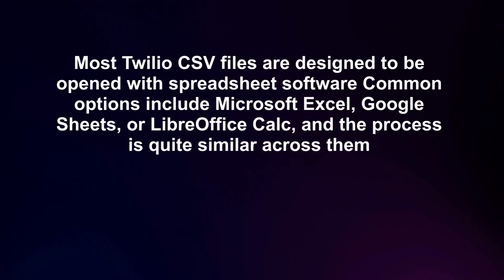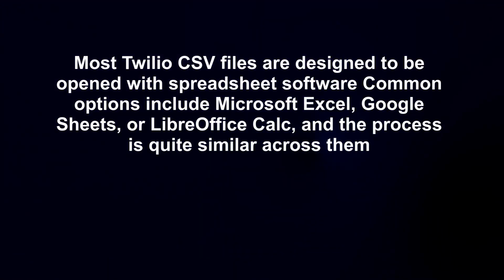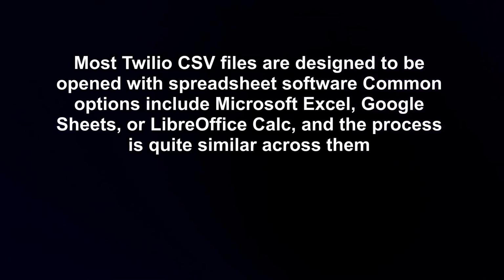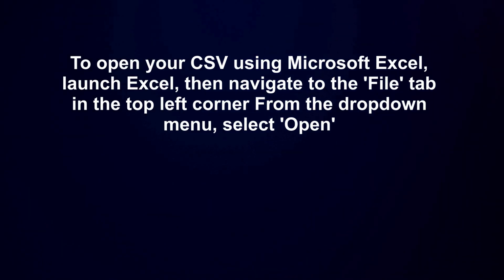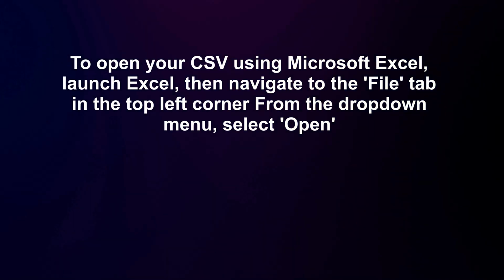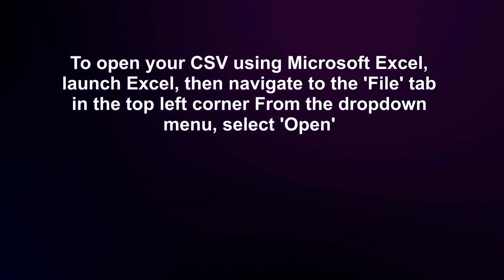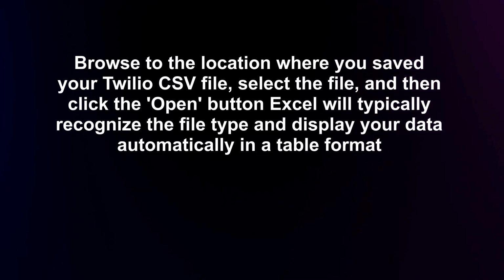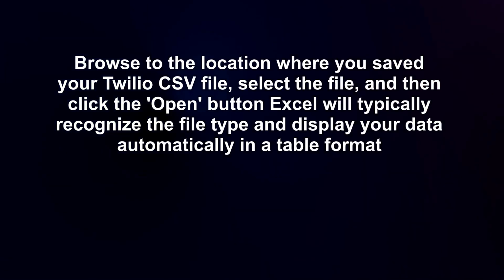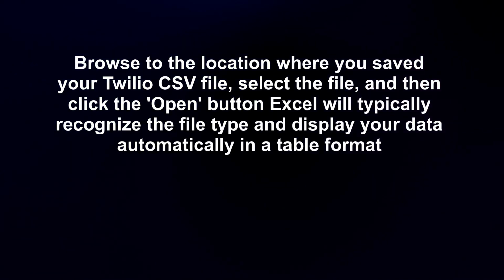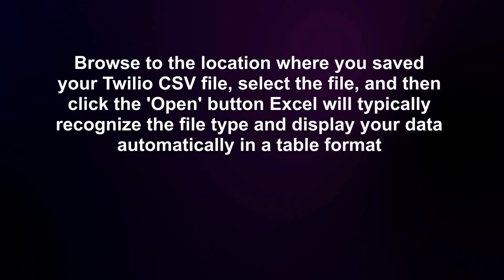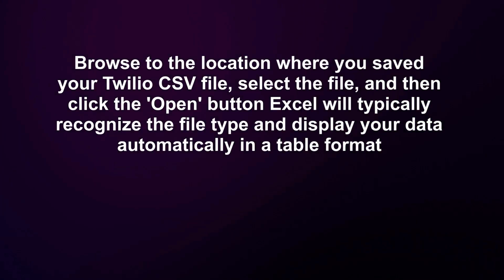Common options include Microsoft Excel, Google Sheets, or LibreOffice Calc, and the process is quite similar across them. To open your CSV using Microsoft Excel, launch Excel, then navigate to the File tab in the top left corner. From the drop-down menu, select Open. Browse to the location where you saved your Twilio CSV file, select the file, and then click the Open button. Excel will typically recognize the file type and display your data automatically in a table format.